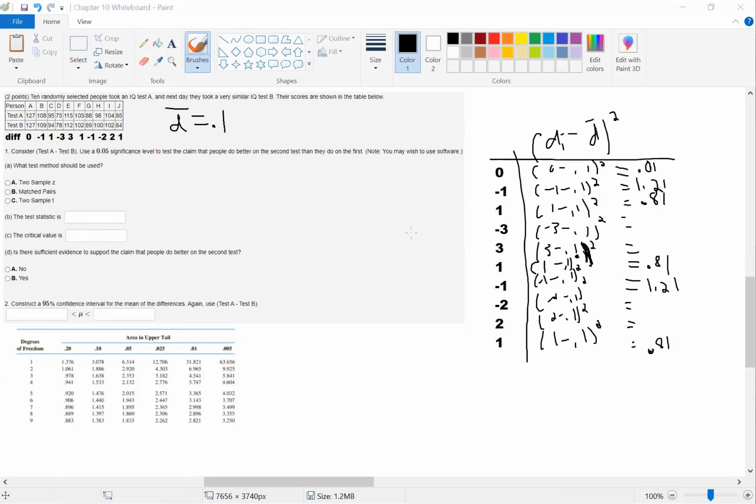Now we have the -3 minus the 0.1, so 9.61. Oh, now we have the 3. So 8.41. We are almost there. This is the hardest part, at least the most tedious. That one's 4.41. And 2 minus 0.1. So 3.61. Add them all up. 0.01. Let me just add them all. I'm not going to blabber.